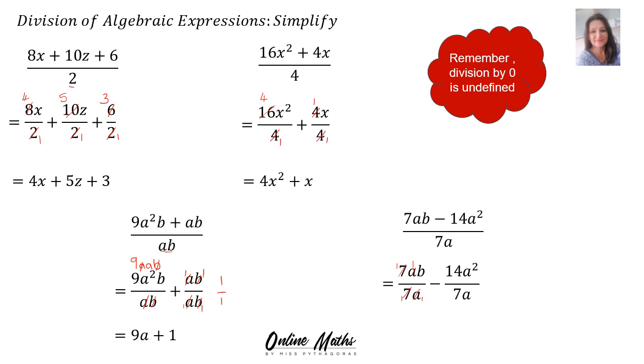So for the first term, you're only left with b, minus, and then on the second term, you will say 7 goes in itself once, 7 goes into 14 twice. And then here there's an a squared, and a squared is the same as a times a. And then 1a and 1a will cancel, and you're left with minus 2a.